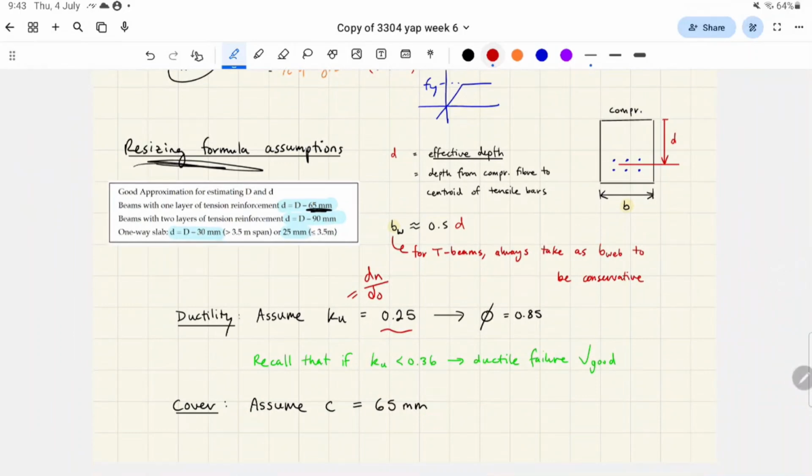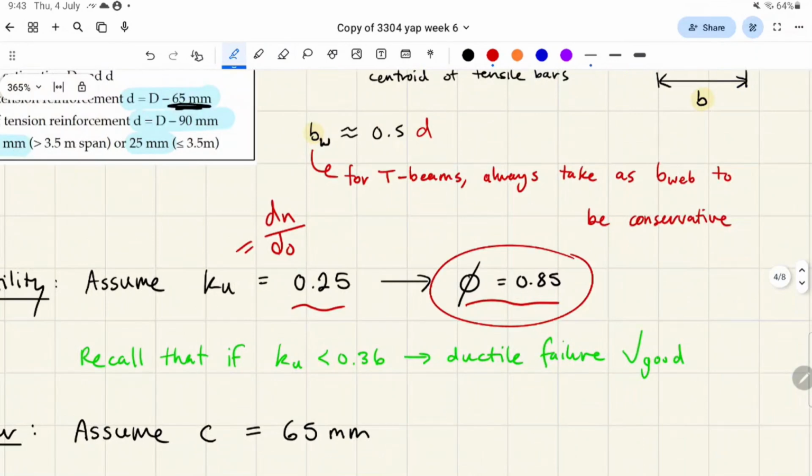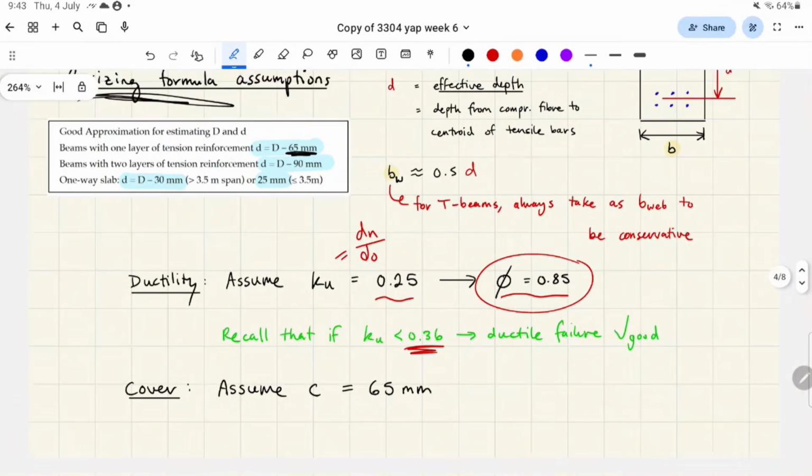Yeah. And we know that in ductile failure, the phi value can range between 0.65 and 0.85. But obviously when we're designing a section, we want it to be designed to be ductile, right? Like we're not aiming for a brittle failure of 0.65. So that's why we set this Ku value comfortably below 0.36 so that we can design a ductile section. Does that make sense, everyone? And same thing, this is a given value. The cover will be 65 mil.